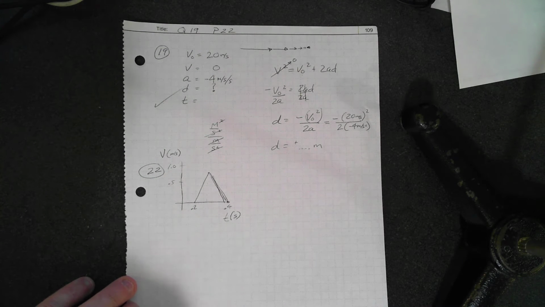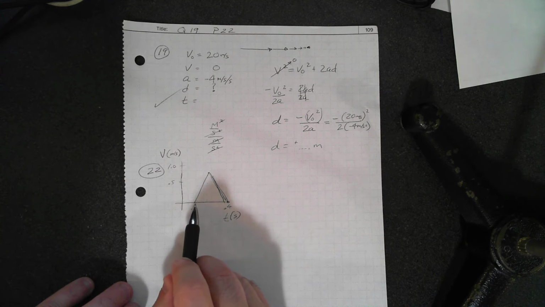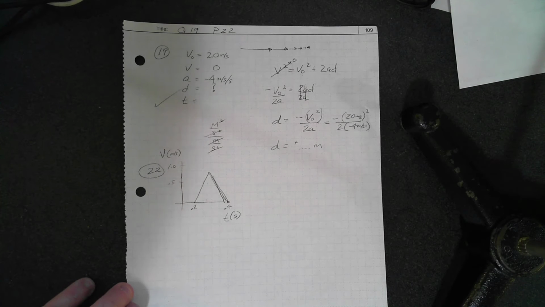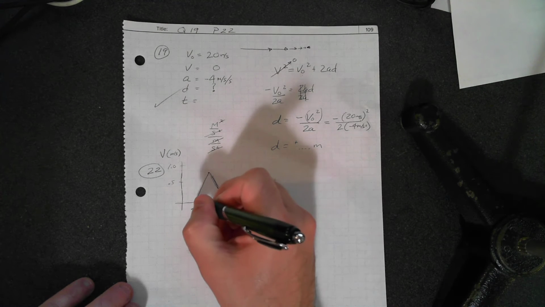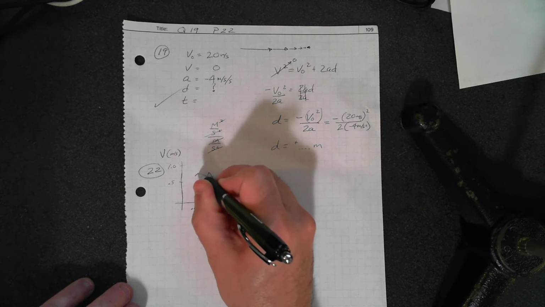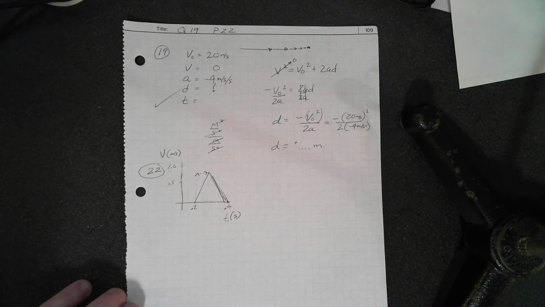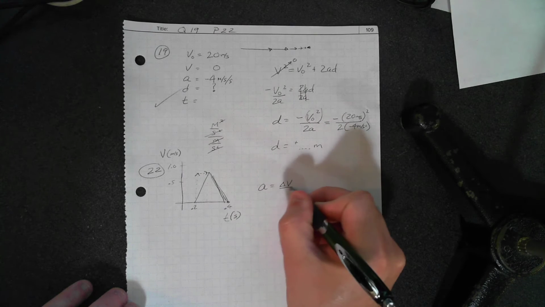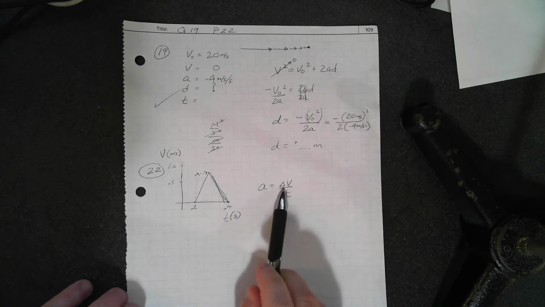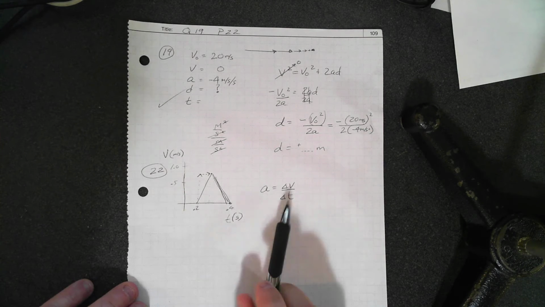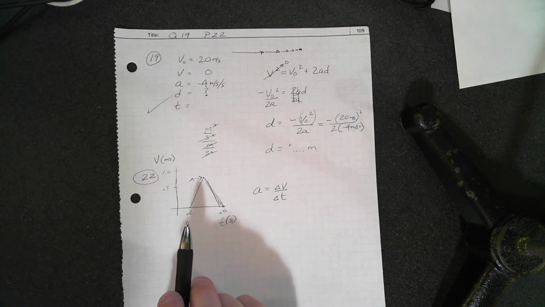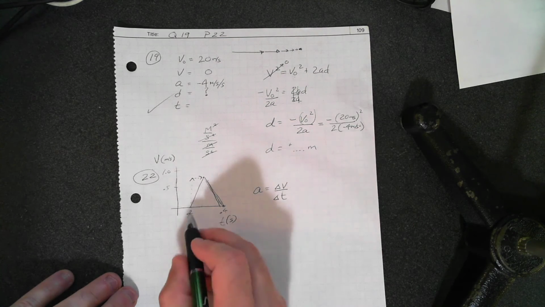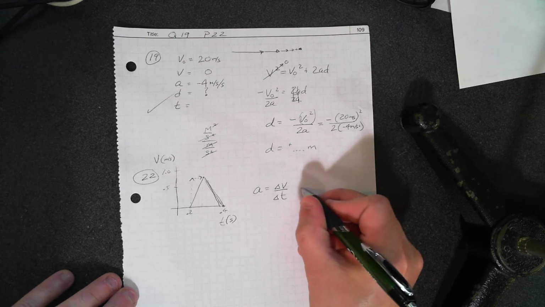On 22, they're asking you to find the acceleration. It speeds up and it slows down. Both of those are accelerations. And so we need to find the slope. And you're just going to do slope calculations here. Or truly the definition of acceleration, the change in velocity over the change in time. Our change in velocity, and here's where you're going to have to estimate a little bit. I would say that's going from 0 up to about 0.75.